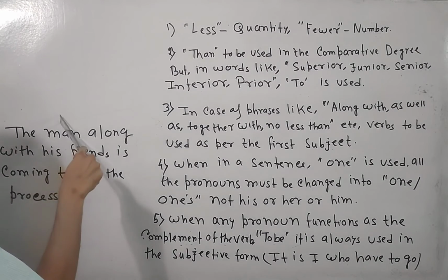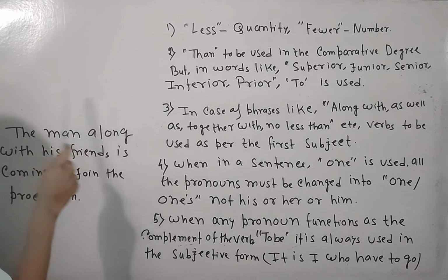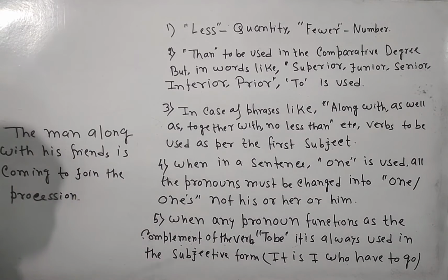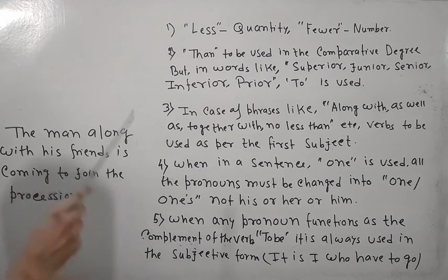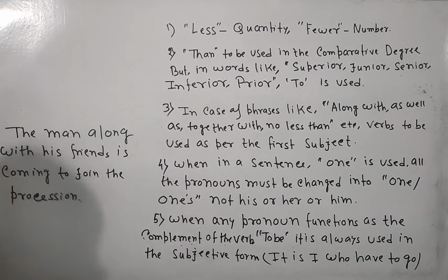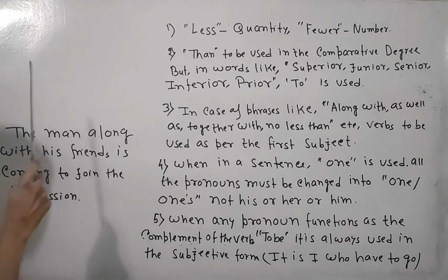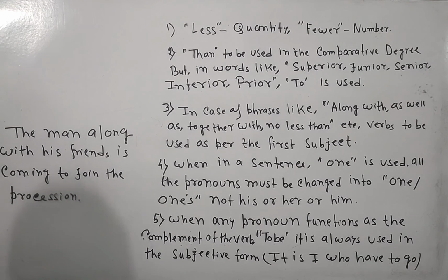Many consider "friends" to be the subject too. After making such confusion, they insert the plural verb instead of "is". That would be a big mistake, a big blunder. So: the man along with his friends is coming to join the procession.